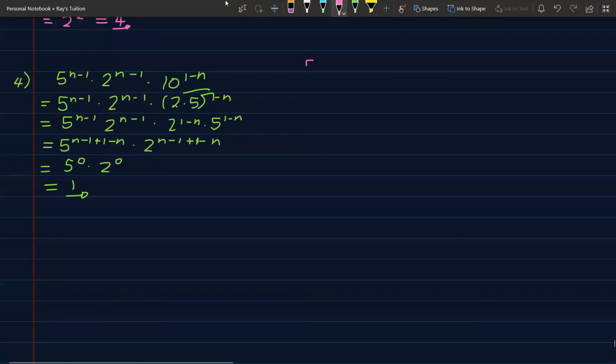Let's look at number 5. We have 5 to the power of x plus y times 5 to the power of x minus y. So with the rule for multiplication, all we're doing is adding, so this becomes 5 to the power of x plus y plus x minus y. So this here becomes 5 to the power of x plus x, which is 2x, and the y's cancel out. So that is the most simplified answer.